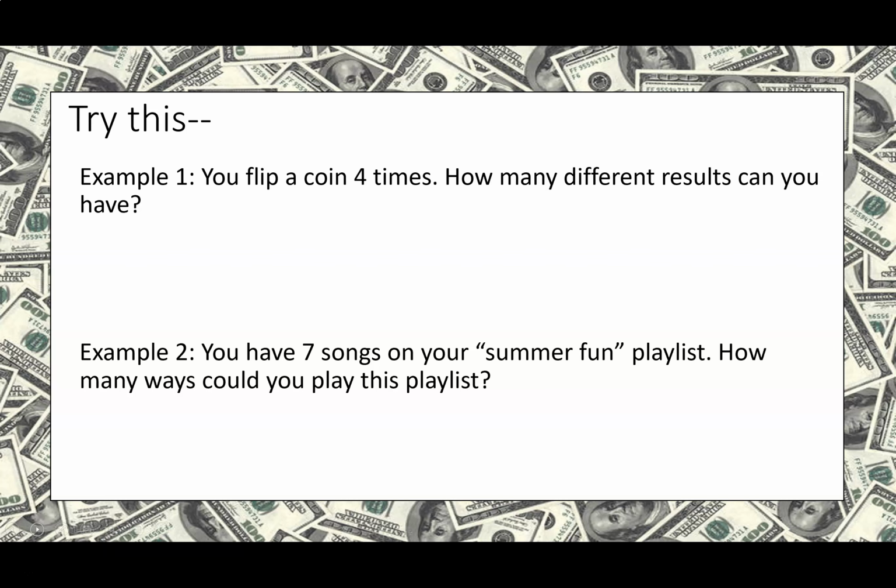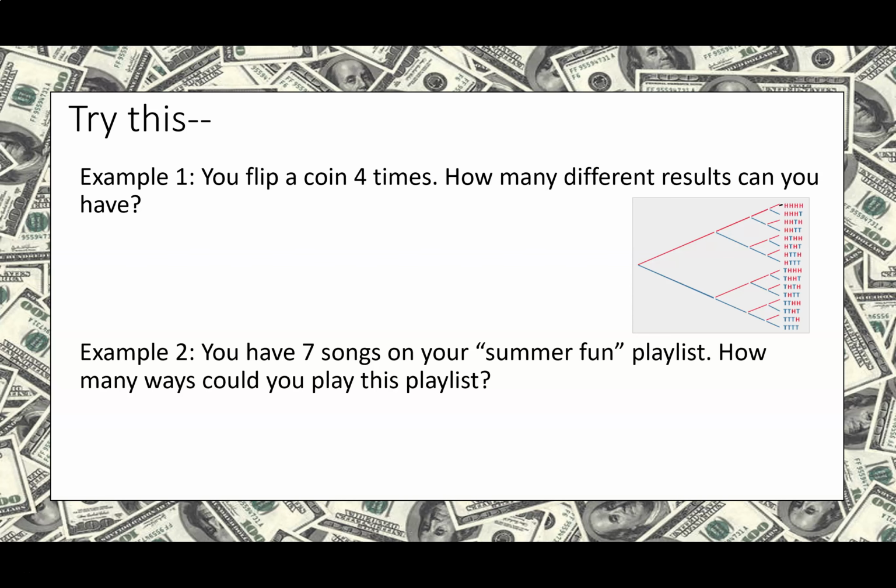It says you flip a coin 4 times. How many different results can you have? Well, we can take a look at this tree diagram. Obviously, you flip a coin and you either get, say, heads or you get tails. Then you get heads or you get tails. Then you get heads or you get tails. Then you get heads or then you get tails. And so here are all the possible outcomes that you could have in this situation.